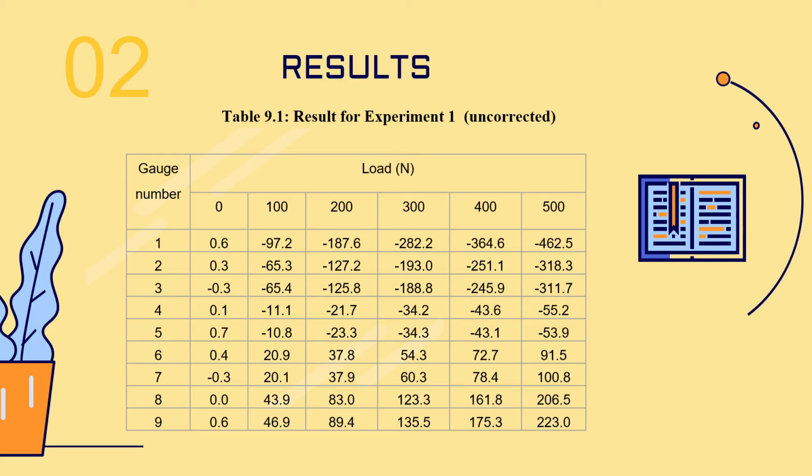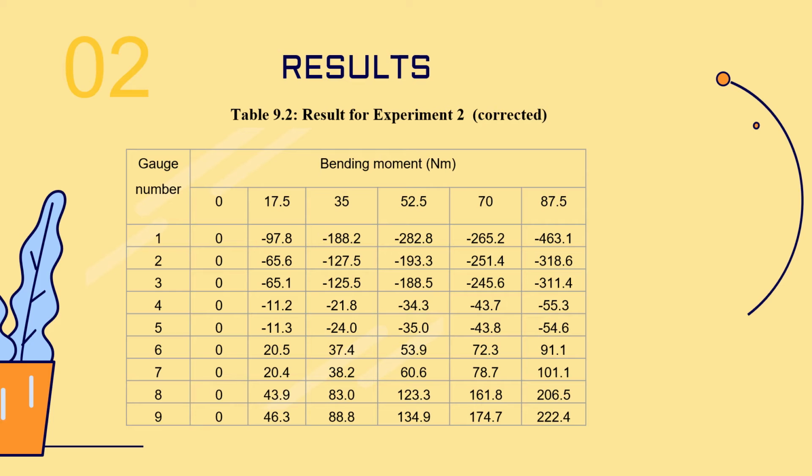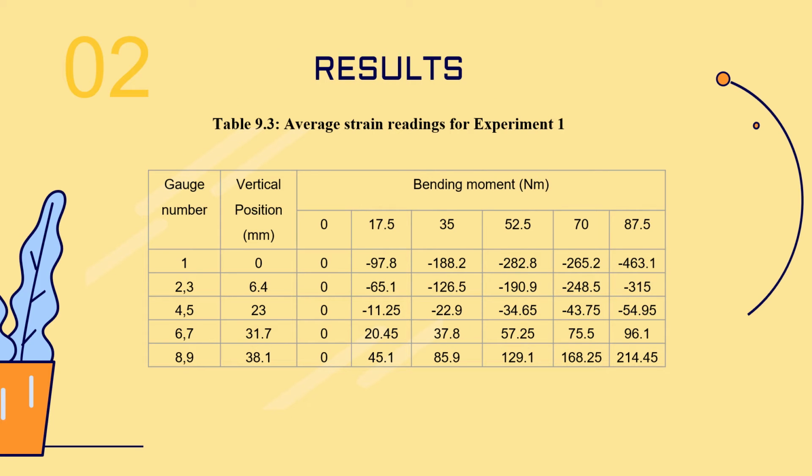Hi, my name is Muhammad Izwan bin Sabtu. We'll be explaining about the results and the calculation. The first one is table 9.1, the result for experiment 1, which is uncorrected. Next is table 9.2, the result for experiment 2, which is the corrected one. The last part of the results is table 9.3, which is the average strain readings for experiment 1.